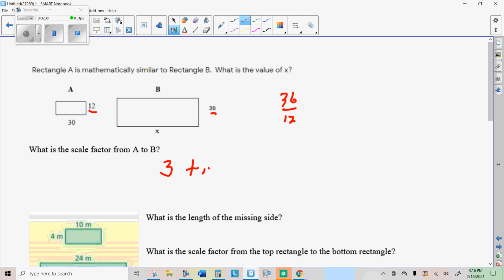In other words, the lengths on the big one are 3 times the lengths on the small one. So you can just take this value here from the small one and multiply it by 3 to get this value here. So x equals 30 times 3, which is 90.